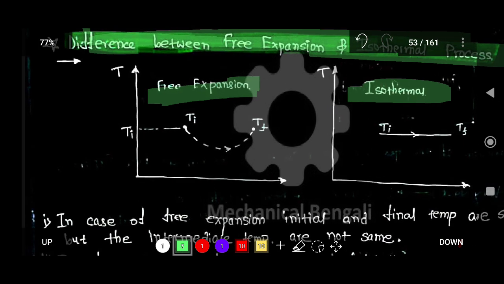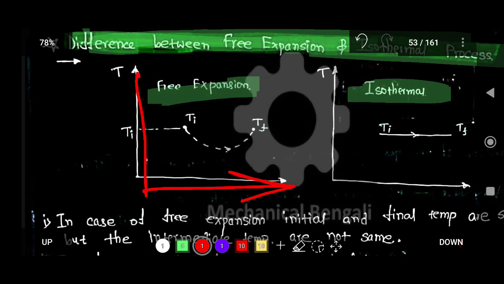If you draw this on a temperature axis, in free expansion, suppose this is the initial state and this is the final state here. If you focus on the free expansion, the temperature is gradually decreasing from the initial state to this point, and after that the temperature increases.